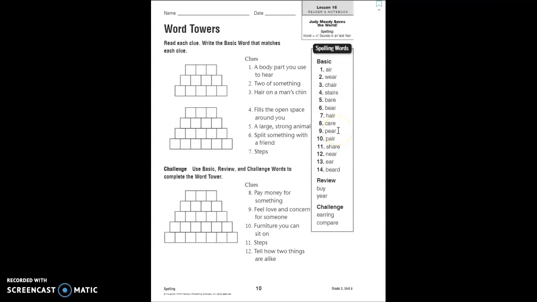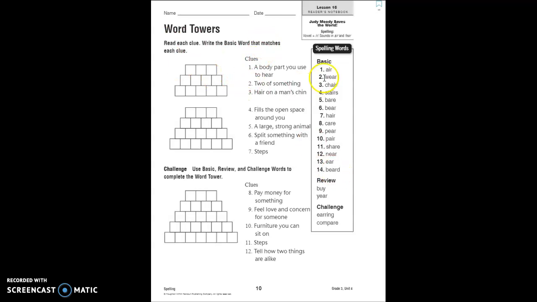Okay. Number 9 is pear. I can eat a pear with my breakfast or my lunch. It's a fruit. Number 10 is a pair, like a pair of socks or a pair of shoes, two of the same. 11, share, something that I like to do with my friends, share. Number 12, near. If I'm near you, I'm close to you. Number 13, ear, something I hear with. And number 14, beard, the facial hair that guys grow, right?